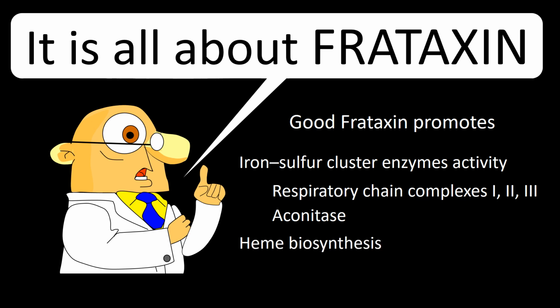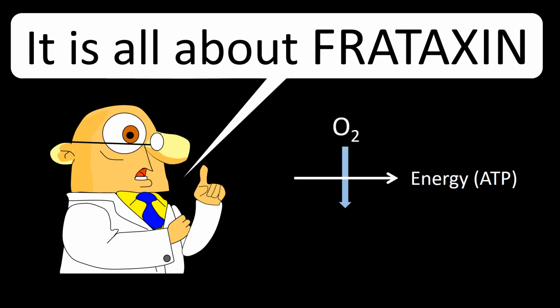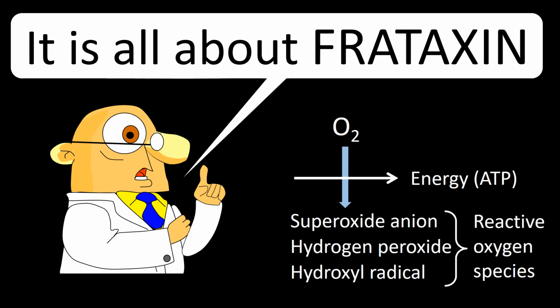Frataxin is also important for heme biosynthesis and for mitochondrial iron balance, as you know. The use of oxygen allows the mitochondria to produce energy in the form of ATP, but the production of ATP has a consequence. The consequence is that reactive oxygen species are generated.